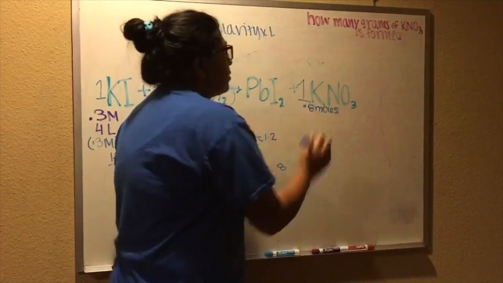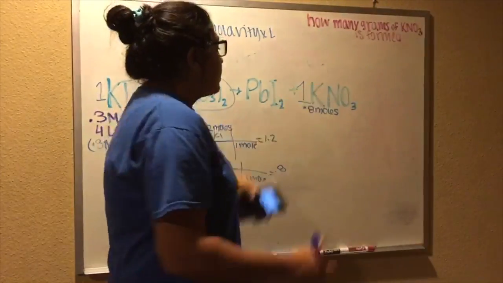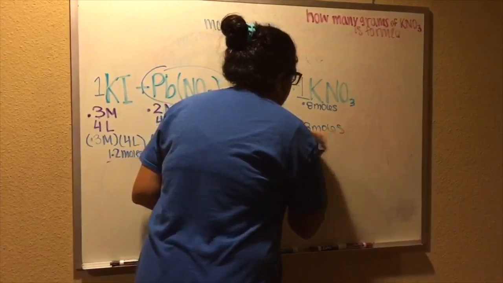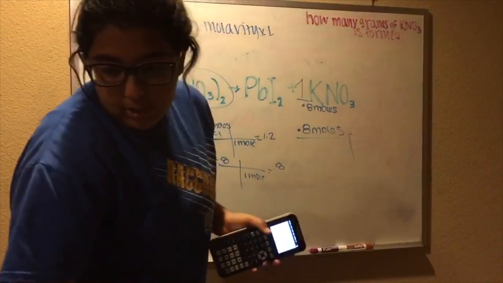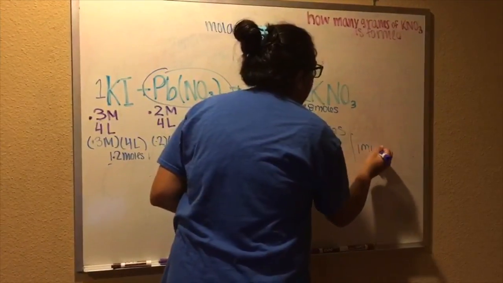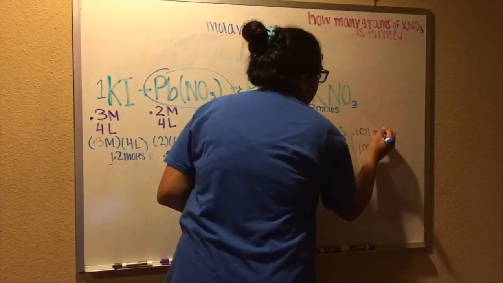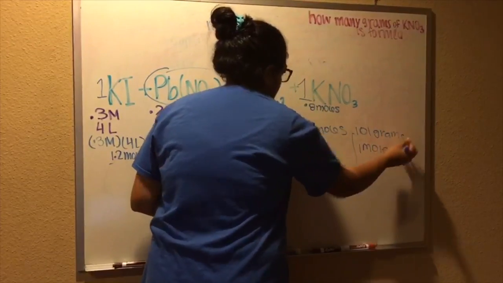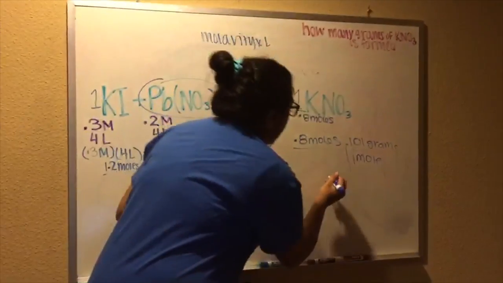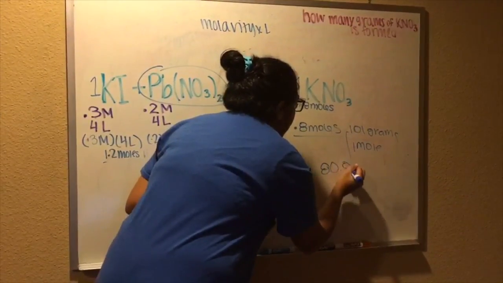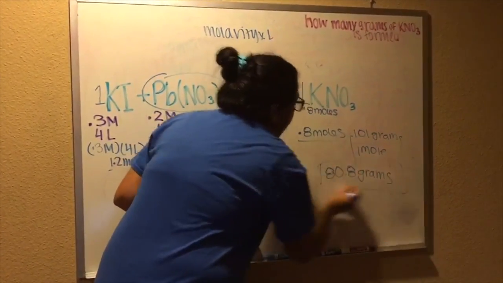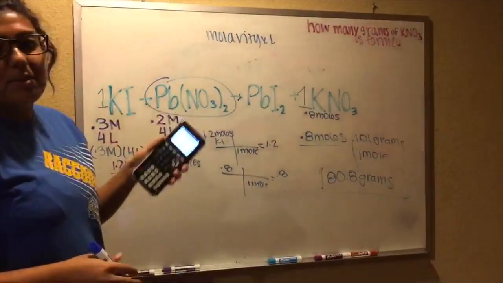And then now, since we're trying to go for how many grams there are, we're just going to convert these moles to grams, and I already have the value looked up for this compound, and it's 1 mole is equal to 101 grams, and the 0.8 times 101 is equal to 80.8 grams. And that is how you do molarity and stoichiometry.